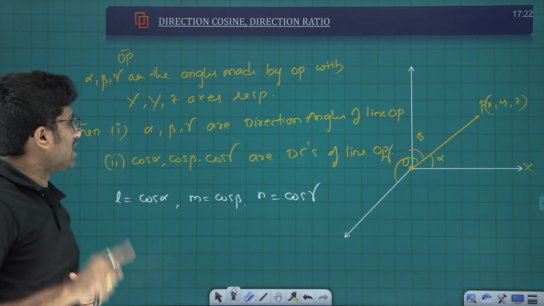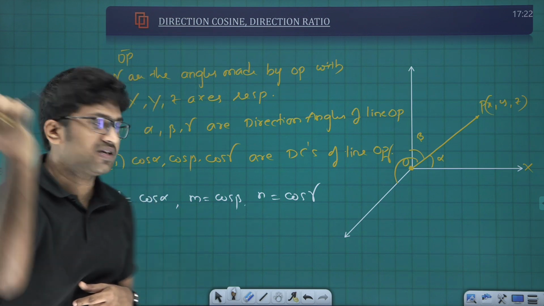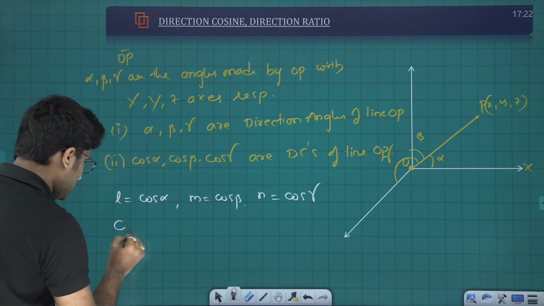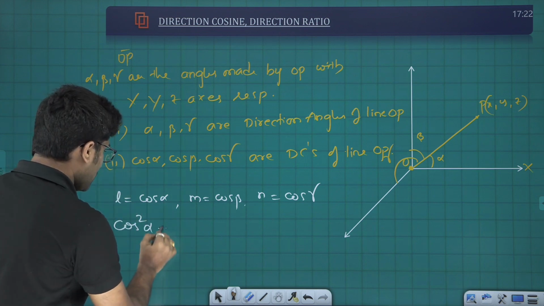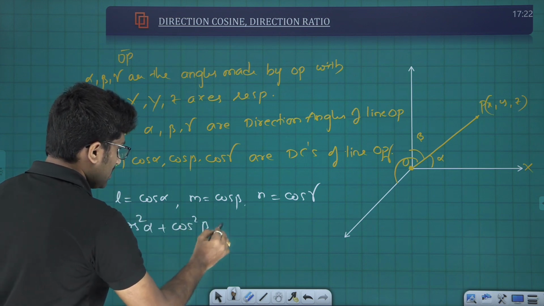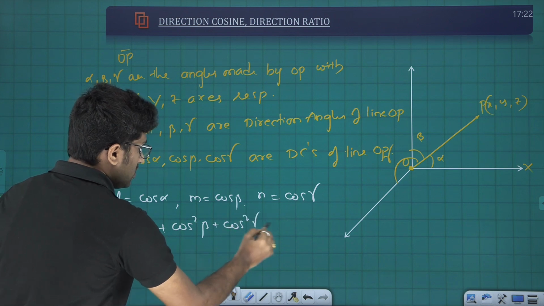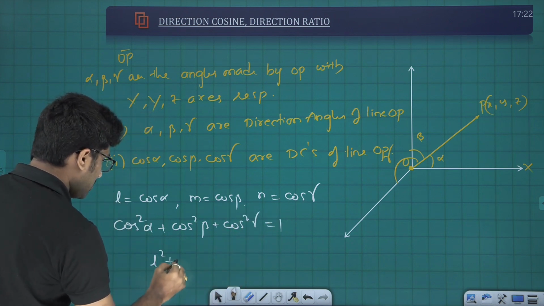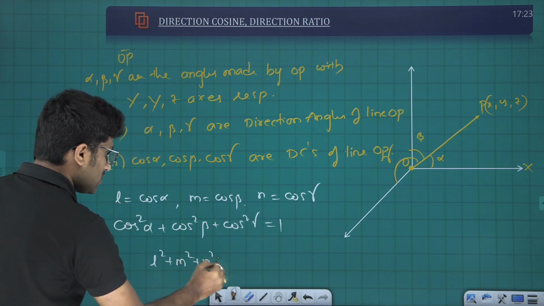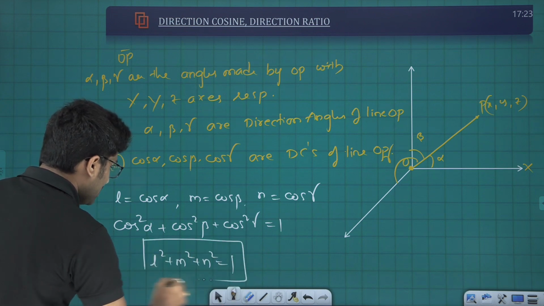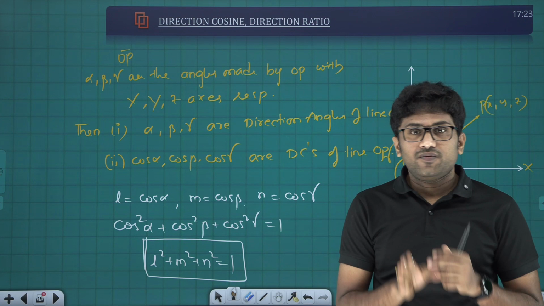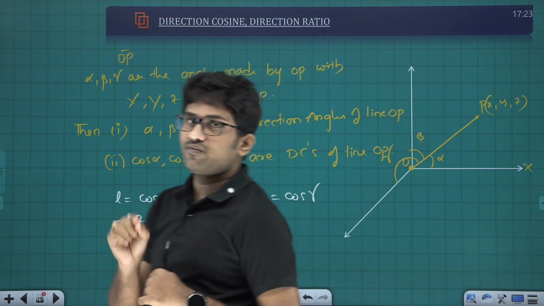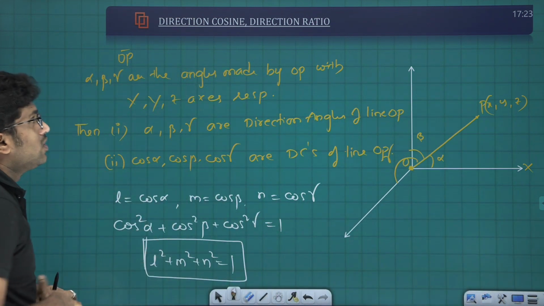So if cos alpha, cos beta, cos gamma are the direction cosines of a line, one important point is the sum of the squares of direction cosines will always be 1. So cos square alpha plus cos square beta plus cos square gamma is equal to 1. That is L square plus M square plus N square is equal to 1 if L, M, N are the DCs of any line.